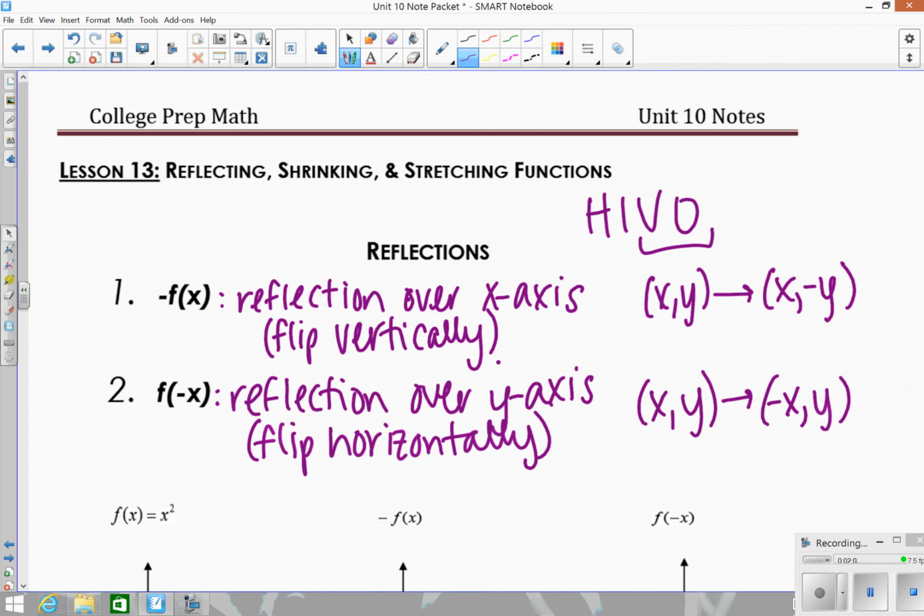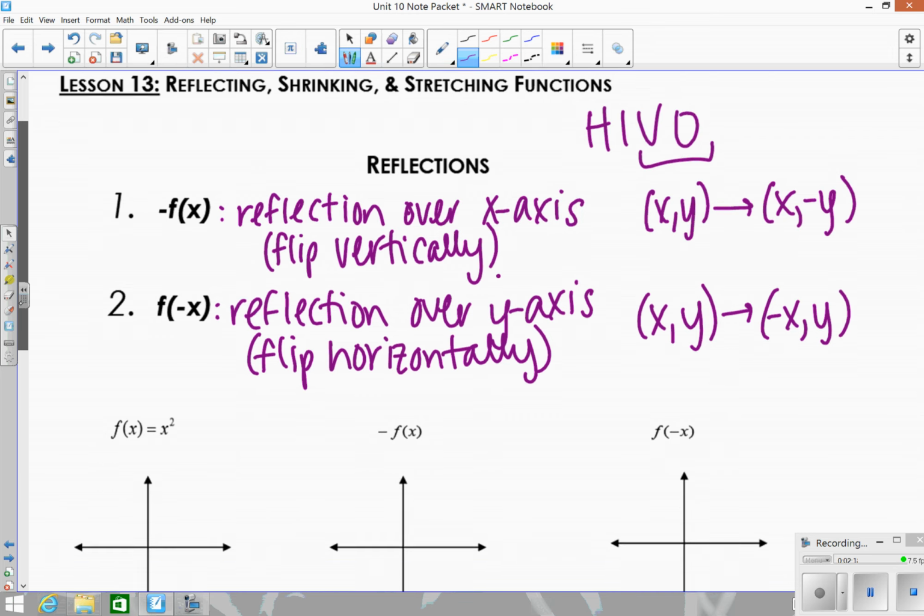So those are our two rules for reflection. Remember, whenever you see a negative, that means there's some kind of reflection happening. Negative on the outside, flip vertically; negative on the inside, flip horizontally. It follows that HIVO acronym. So let's look at some examples of this.